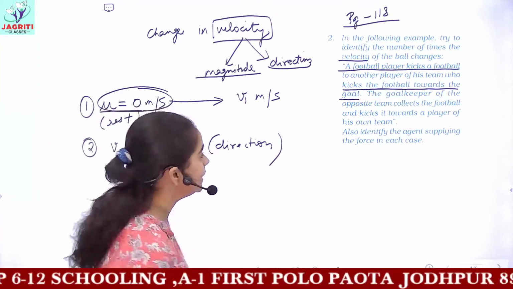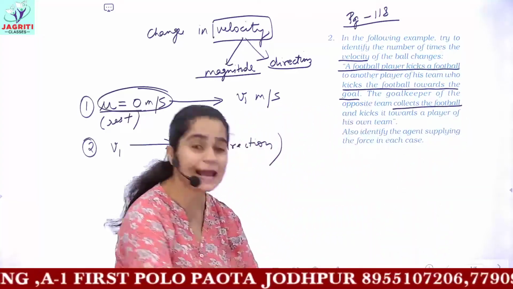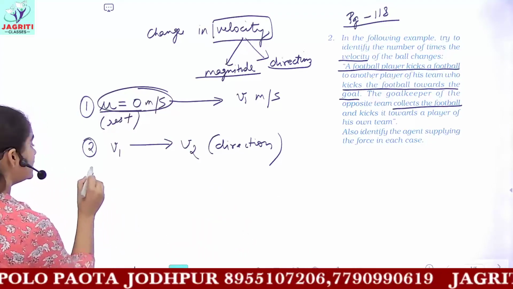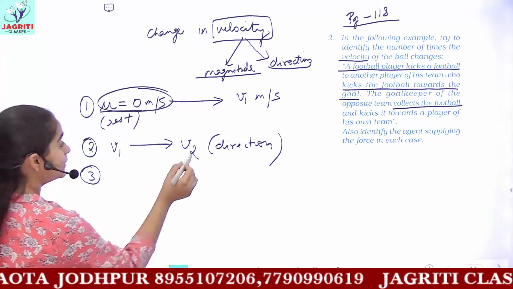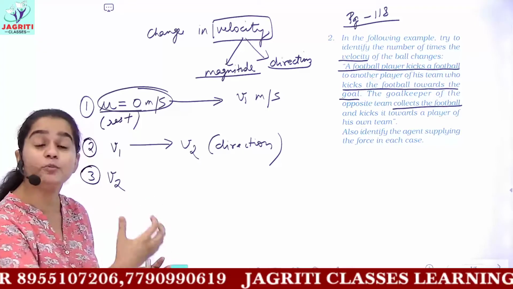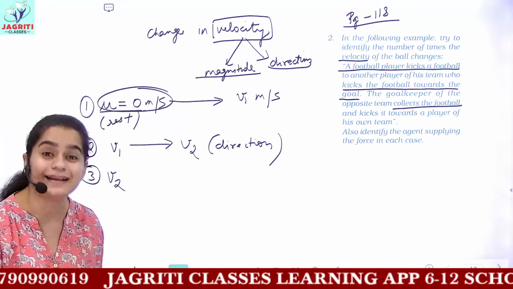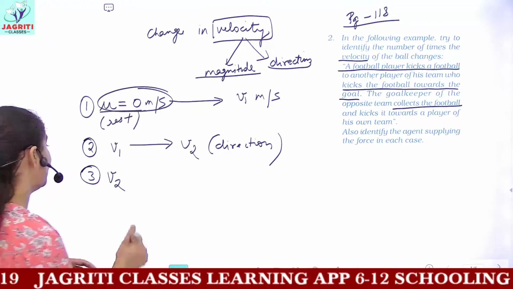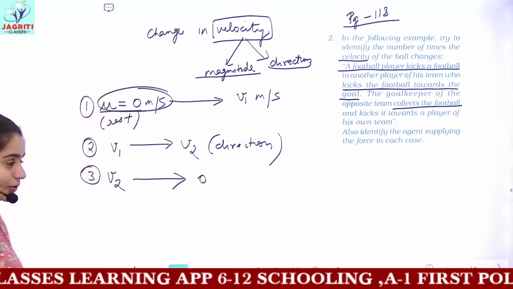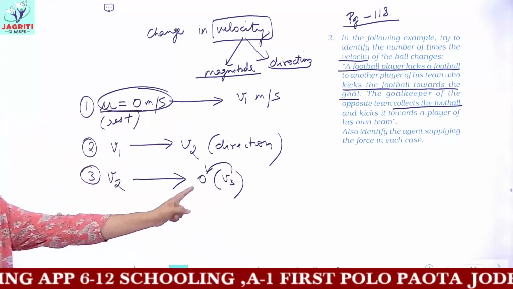Now reading further, we get the goalkeeper of the opposite team collects the football. Collects means he has gathered the football. He took the football into his hands. So from this you have the third change in velocity, that the football which was moving with the velocity v2, when it reached the goalkeeper, he made the football come to rest. He gathered the football. This means now the velocity from v2 became 0. So if you write the velocity v3, then the value of v3 is 0.